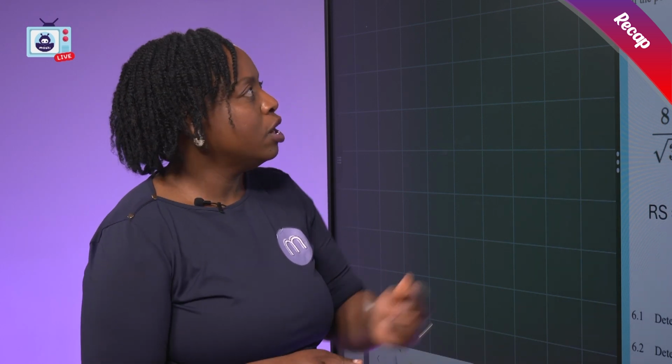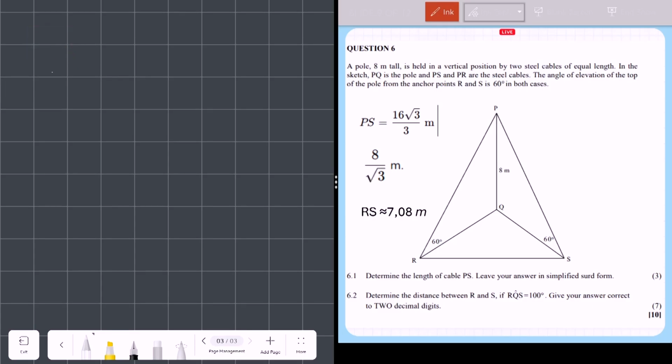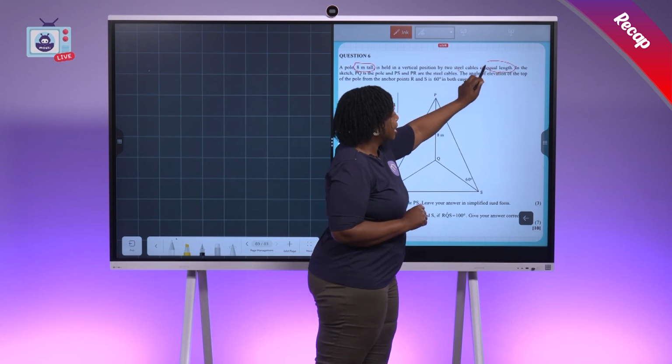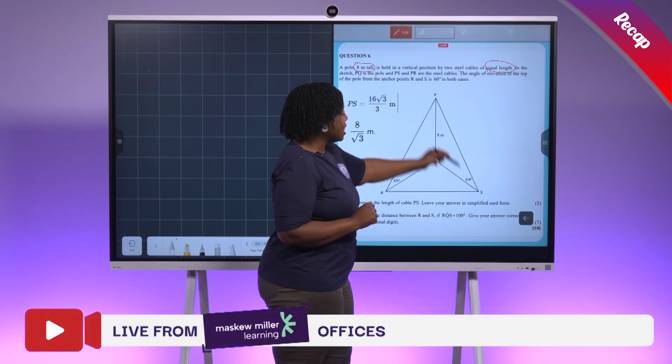So here, if you look, they have given us a pole 8 meters tall. So in my ideal world, I'll think, okay, I've seen an electricity pole somewhere which is just standing like that. So that is where I'm relating this, a pole of 8 meters long or tall, right? It is held in a vertical position. So they did tell us that it is put upright like that, in a vertical position. And they did say to us that it has 2 steel cables which have equal length.